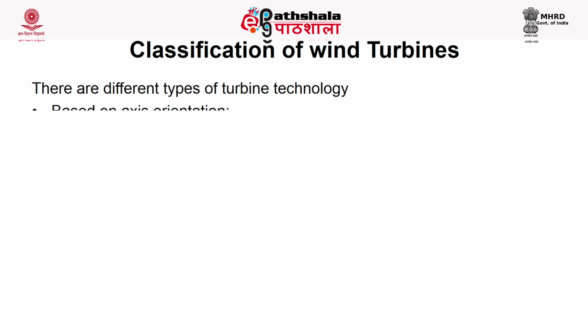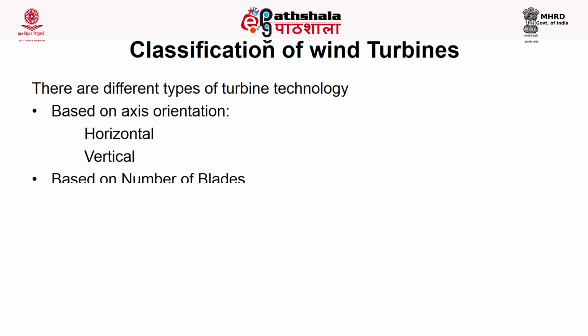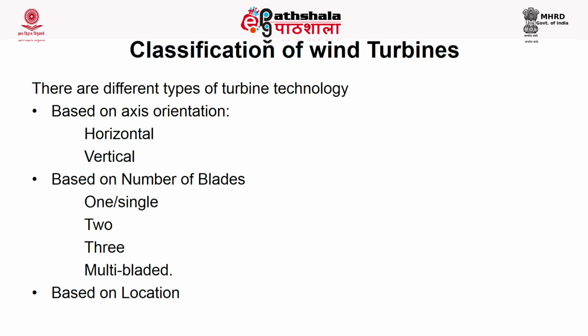Let's see the classification of wind turbines. There are different types of wind turbine technologies. First, classification is based on the axis of rotation. It is classified as horizontal and vertical. Based on the number of blades, we can classify turbines into single blade, double blade, three-bladed and multi-bladed. Based on location, it is classified as onshore and offshore.